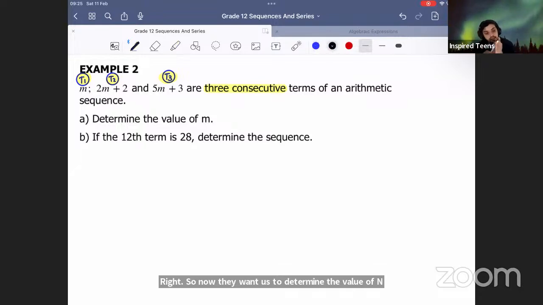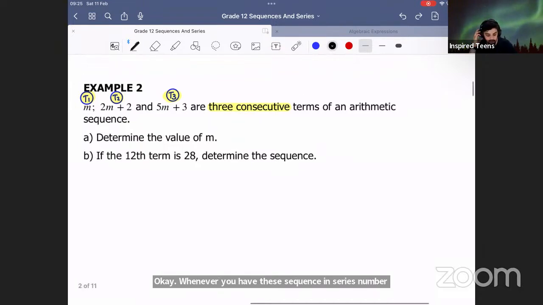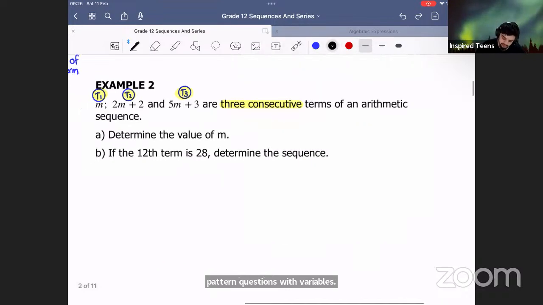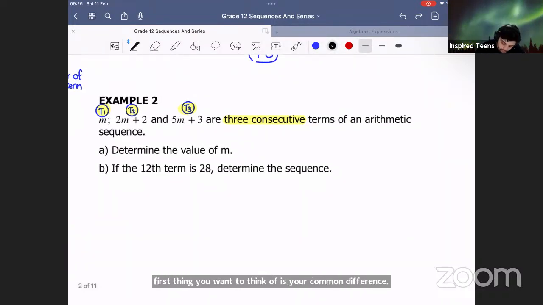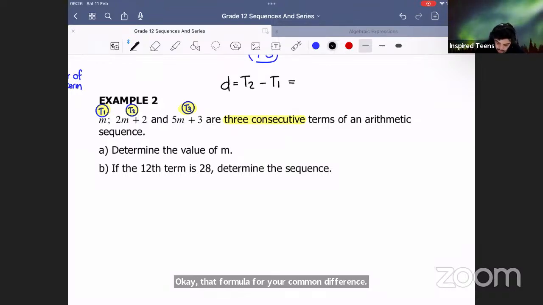Whenever, this is for arithmetic, this is for geometric, this is for quadratic. Whenever you have terms with variables, remember what are variables? Variables are unknowns, okay, our letters, our favorite letters, okay? Whenever you have these sequence and series number pattern questions with variables, the first thing you want to think of is your common difference, okay? That formula for your common difference, D is equal to T2 minus T1, which is also equal to T3 minus T2. Because this is what you're going to use to create an equation to solve for M.